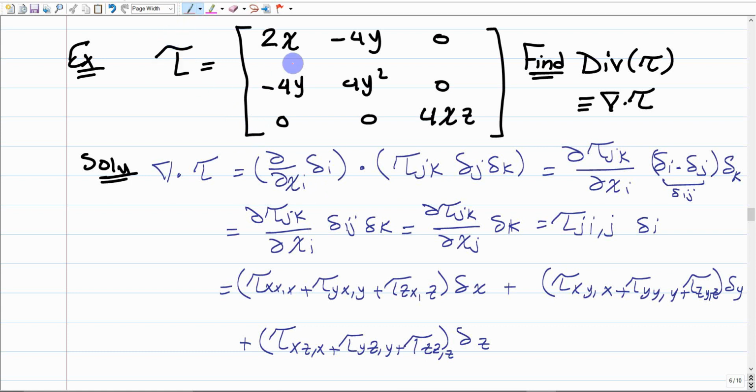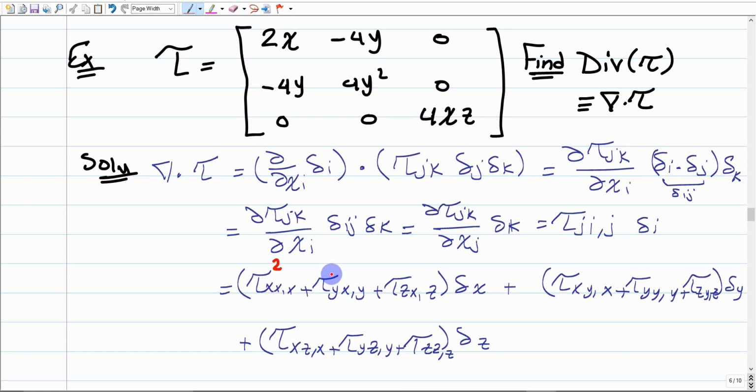Let us use a different current. What is the derivative of tau xx? This should be the tau xx, right? So the derivative of this term with respect to x gives 2, right? This term should be 2.